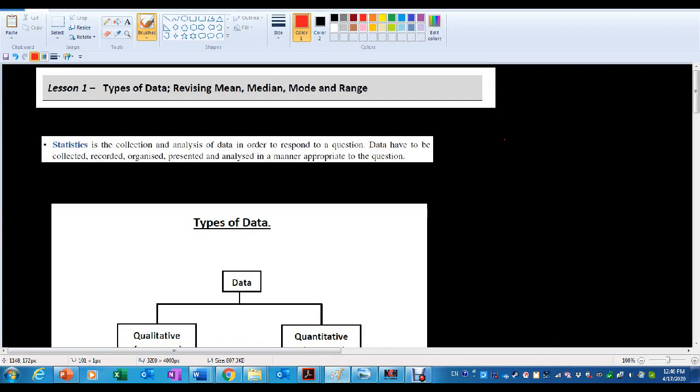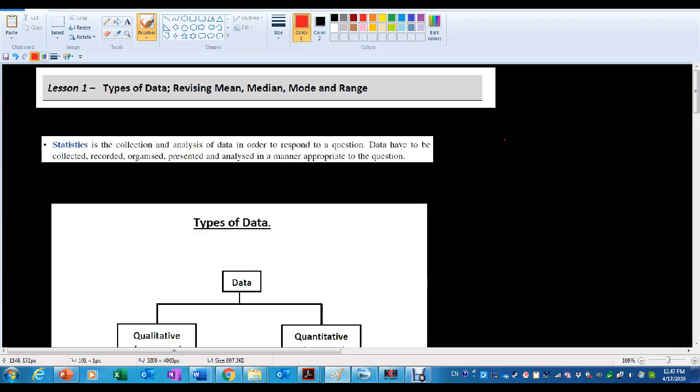Our first lesson is about types of data. We are going to revise mean, median, mode, and range. Most of the content you should have learned in year 8 or year 7, all right? But there are a few things I would really like to remind you of for the rest of the course. First, we need to understand what we mean by statistics, because the whole chapter is called statistics and probability.